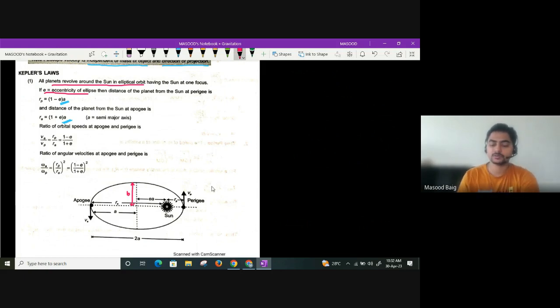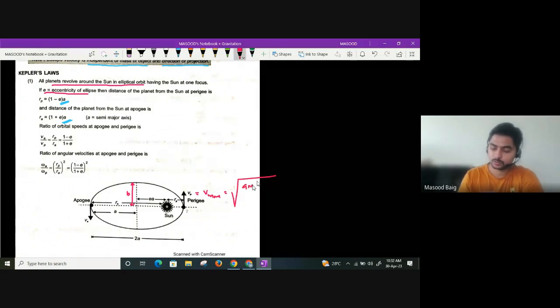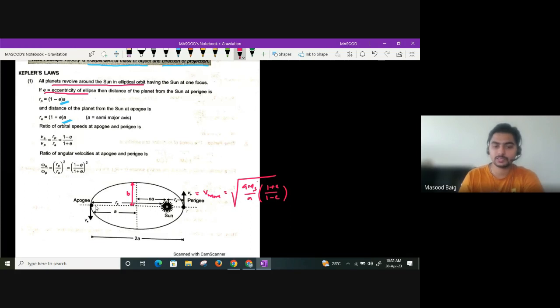Now, whenever it is moving closer to the sun, it will move with more speed, guys. The speed at perigee or perihelion is maximum. That speed will be given as root over G into mass of sun divided by a, into 1 plus e divided by 1 minus e. And when it is far away from the sun, the speed will be minimum. The minimum speed will be at the aphelion or apogee, guys. It is given as root over G into mass of sun divided by a, into 1 minus e divided by 1 plus e.